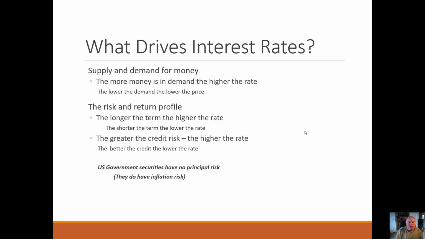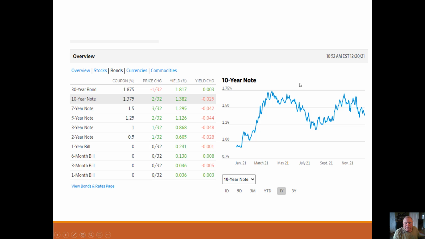Now, we're going to start with U.S. government securities, which have no principal risk. They do have inflation. Right now, I'm doing this at 12/20, 10:52. What we see here are the current yields for the maturity. So even though we've got 6.8% inflation, we're seeing a 10-year note at 1.382. So if you bought that 10-year note, you're actually going to be losing money. Why is that? One, the market does not think this 6.8%, 6.9% is sustainable. Okay, so we're seeing very low interest rates.